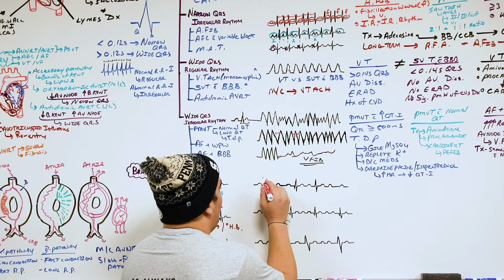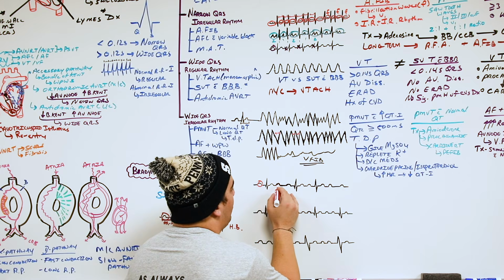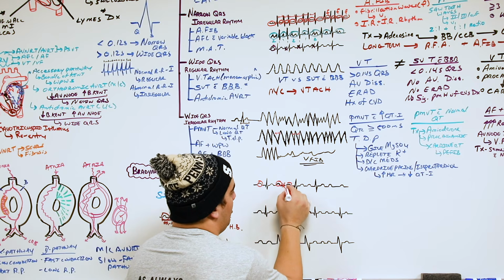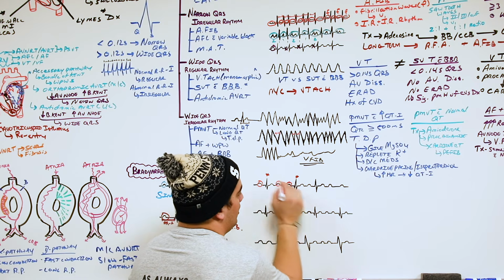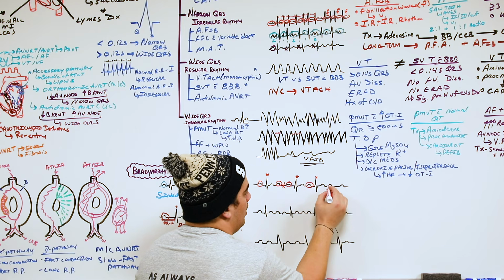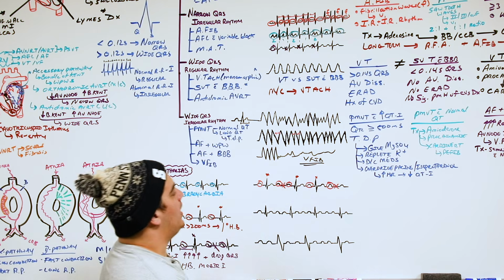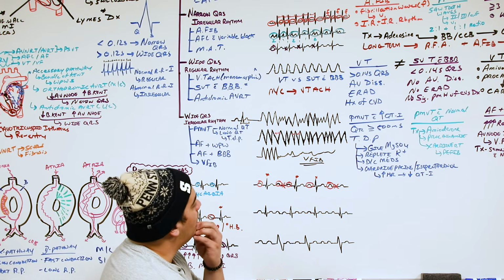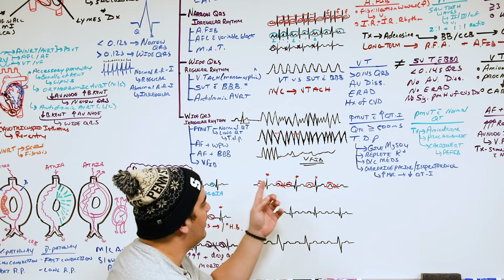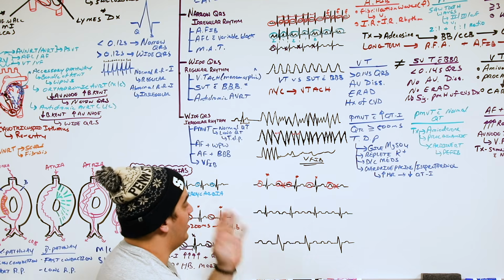Next situation here, check my P waves. Do I have a P wave? And after every P wave, is there a QRS? Well, there's my next P wave, dropped a QRS. Here's my P wave, QRS. Here's my P wave, QRS. Here's my P wave, dropped a QRS. Okay. So if I'm looking here, I'm seeing something very interesting where not every P wave is followed by a QRS complex. Okay, that's interesting.